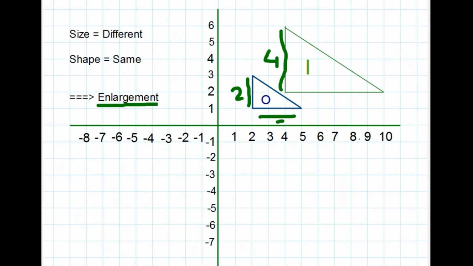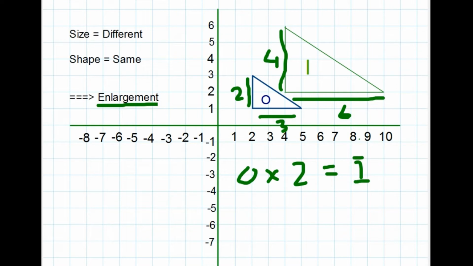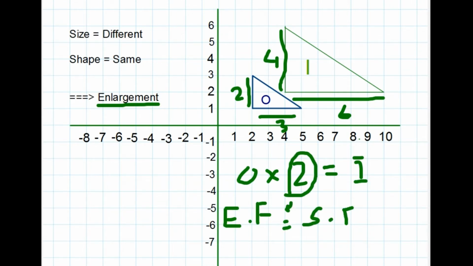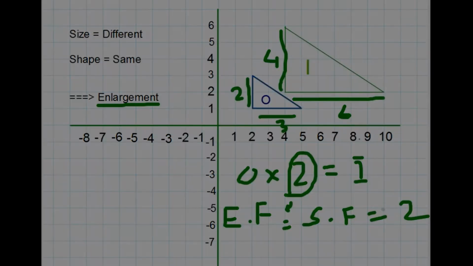The base of the object is three small boxes, whereas the base of the image is six boxes, which is 2 times the base of the object. So we can say that the image is 2 times the object. Object multiplied by 2 is equal to image. So the multiplying factor 2 is the enlargement factor or scale factor.